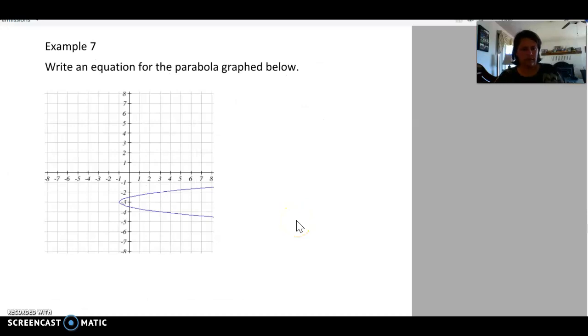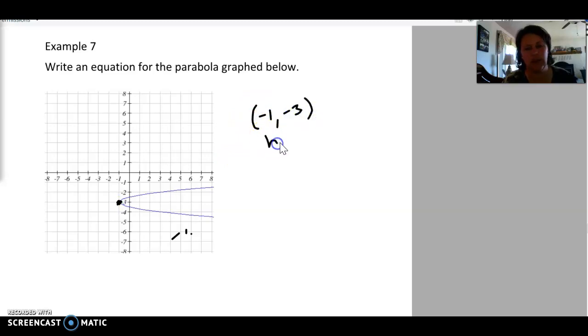Okay, example number 7, we want to write an equation for this parabola now. So an easy one to pick out is the vertex, of course. So let's look at our vertex. Our vertex is at the point (-1, -3). So we know that that is the point (h, k). We also notice that it opens to the right.